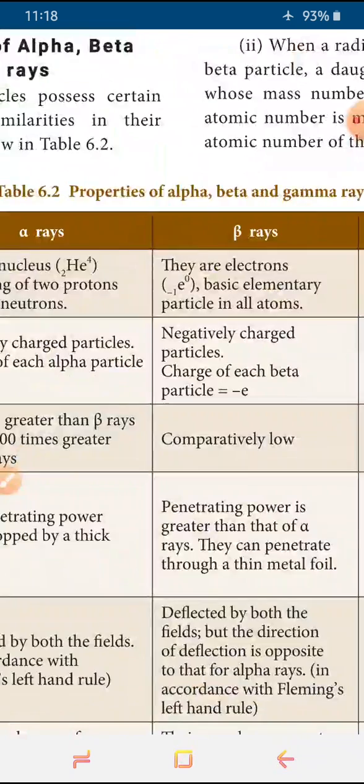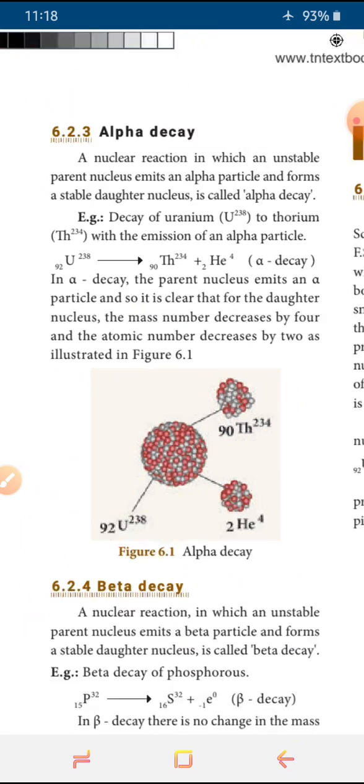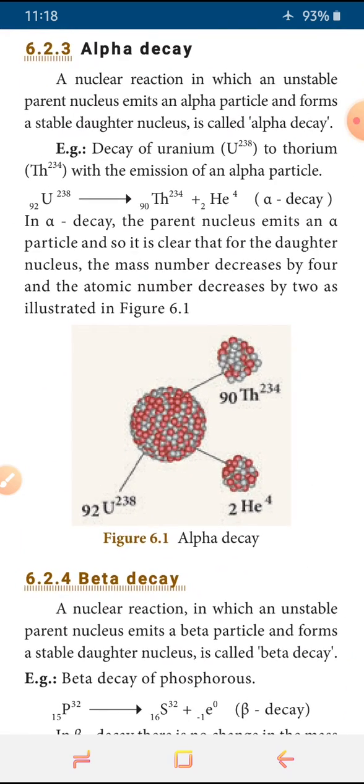Next is alpha decay, which we'll discuss in topic 6.2.3. It is a nuclear reaction in which an unstable parent nucleus emits alpha particles. Stable means it will be at rest; unstable means it is in an excited state. After emitting the alpha particle, the parent nucleus becomes a stable daughter nucleus. This is called alpha decay.